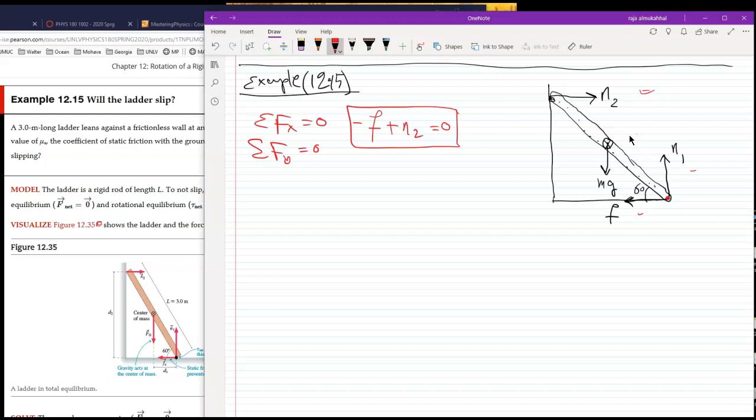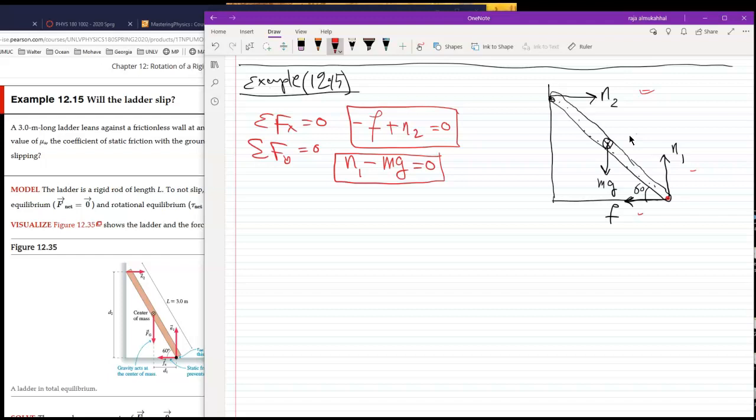The other one, in the y direction, that's just going to be N1 minus mg equals 0. So now the good news is I can actually find out what N1 and N2 are equal to. N2 here is equal to the friction force, and N1 here is basically equal to the weight of the ladder. Okay, great, fine. But I don't know what the friction force is. I have too many unknowns, if you know what I mean. Now this is where we appeal to the torque equation.